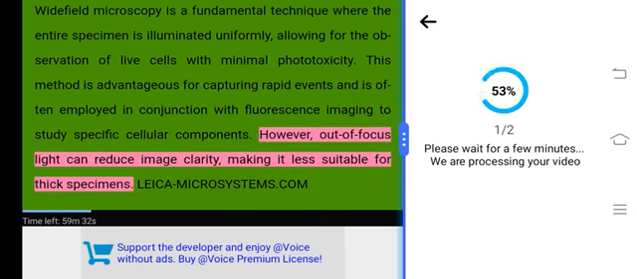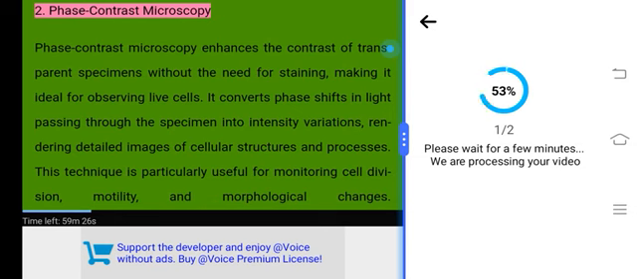However, out-of-focus light can reduce image clarity, making it less suitable for thick specimens. Leica Microsystems, com. 2. Phase contrast microscopy.